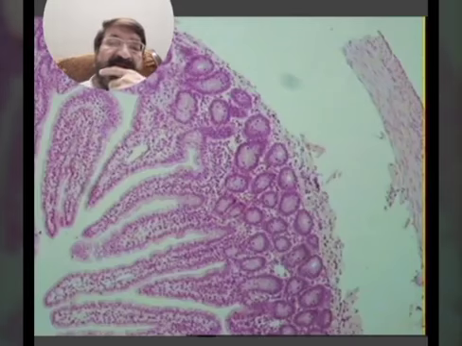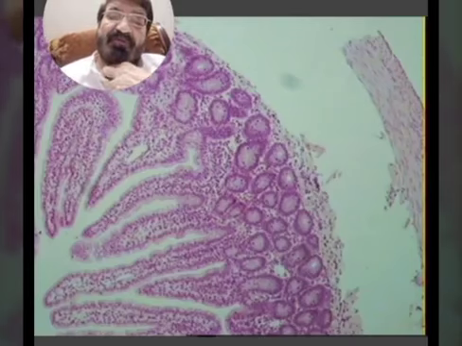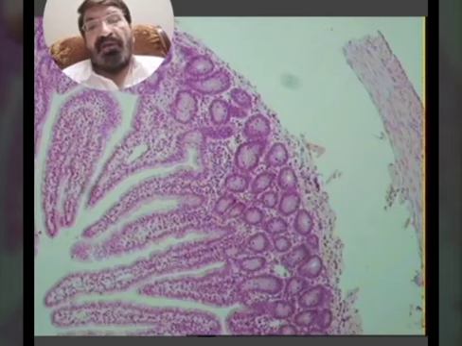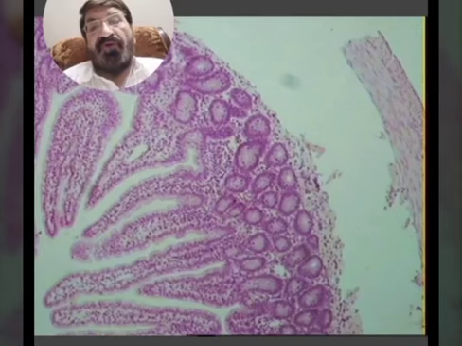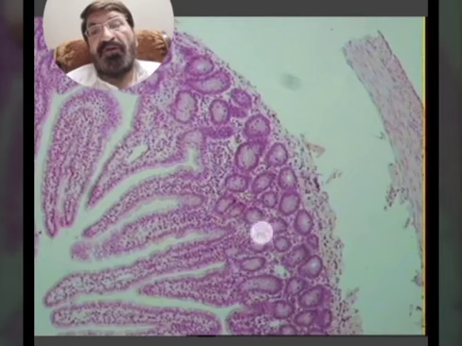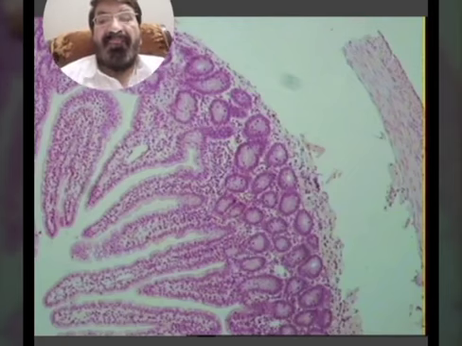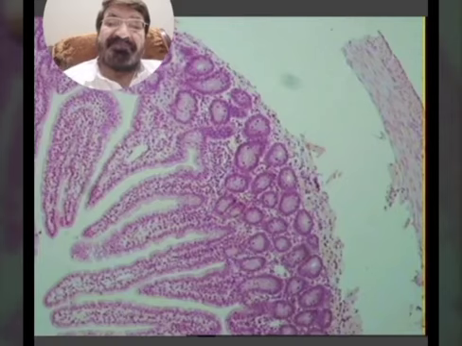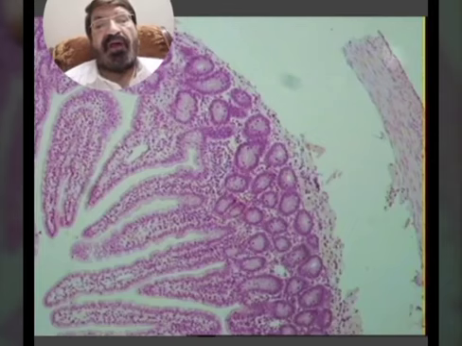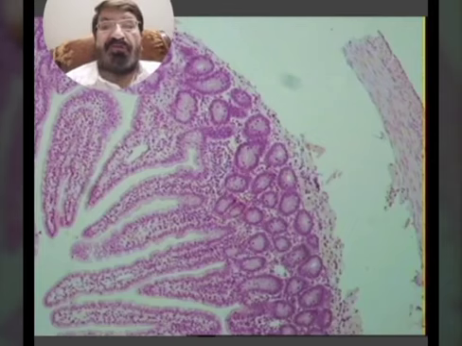And now this is the microscopic picture of the jejunum. You can see very long finger-like projections. These are the villi of the jejunum, and these are the intestinal glands, and nothing in the submucosa. This is the submucosa, and this is the muscularis externa, inner circular, outer longitudinal, and serosa. So all the 4 layers you can see.